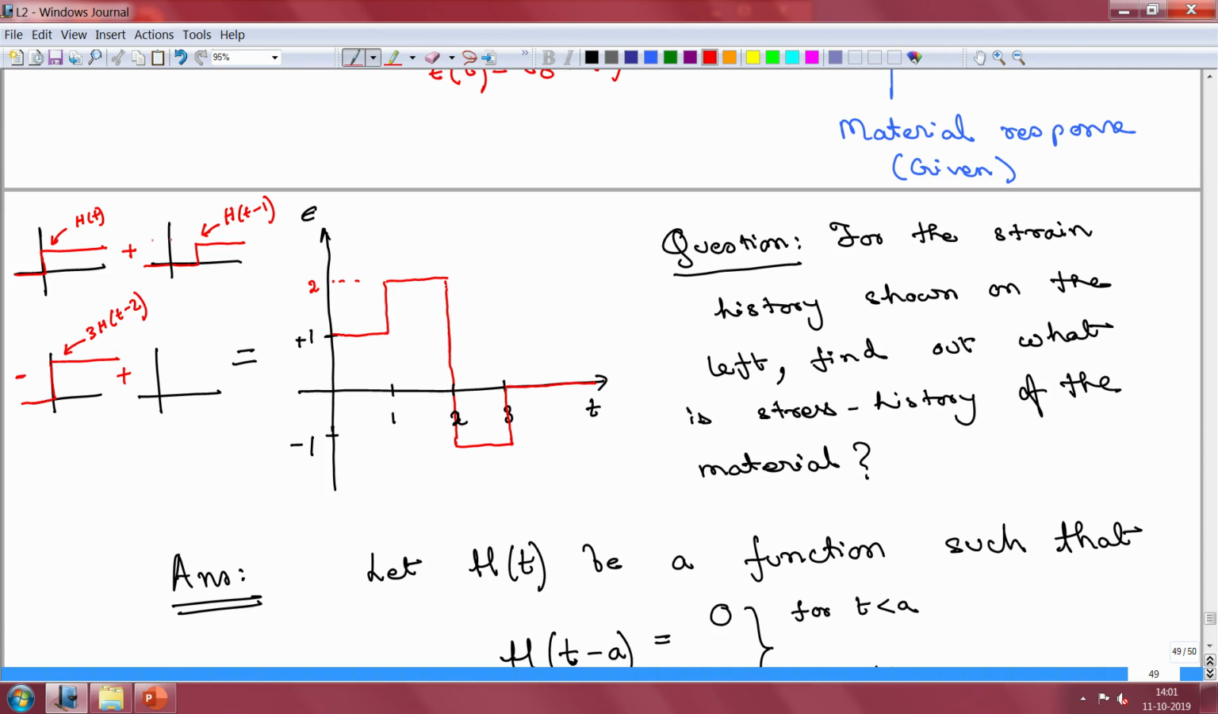So, if you add these 3, if you superpose these 3 signals, then what you end up getting is at t equal to 2, your function will attain a value of minus 1, but here it will stay at minus 1. But this particular function here stays at a value of minus 1 till t equal to 3 and then becomes 0.